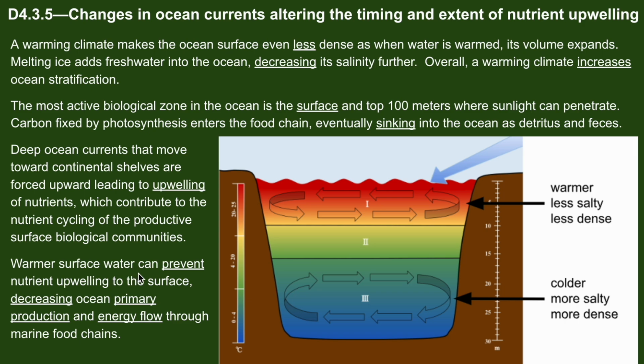Warmer surface water, however, can prevent nutrient upwelling to the surface. This decreases ocean primary production and energy flow through marine food chains. So if that detritus isn't able to push up because of this increased stratification, then those nutrients aren't available to those surface area organisms.